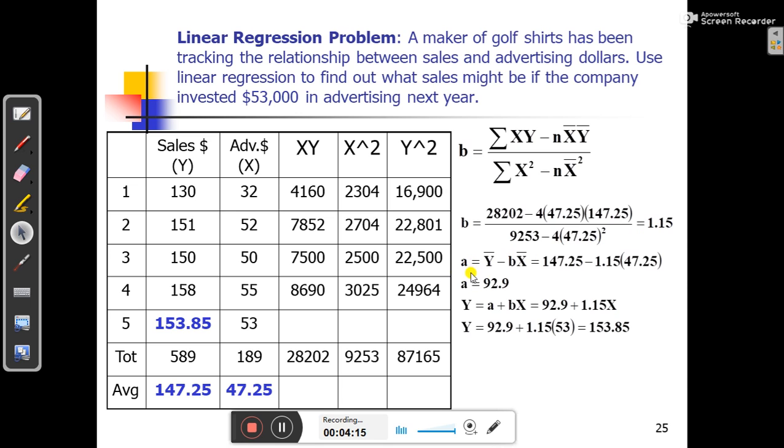So a equal to y mean minus b times x mean, so 147.25 minus 1.15 times 47.25, so a equal to 92.9. So y equal to a plus bx, that is 92.9 plus 1.15x. Now we can put in x and y. This is the equation for the trending line. In that way we can find the y value for every value of x. Next, this is the fifth value. If we put in 53, then we can say the value might be around this.